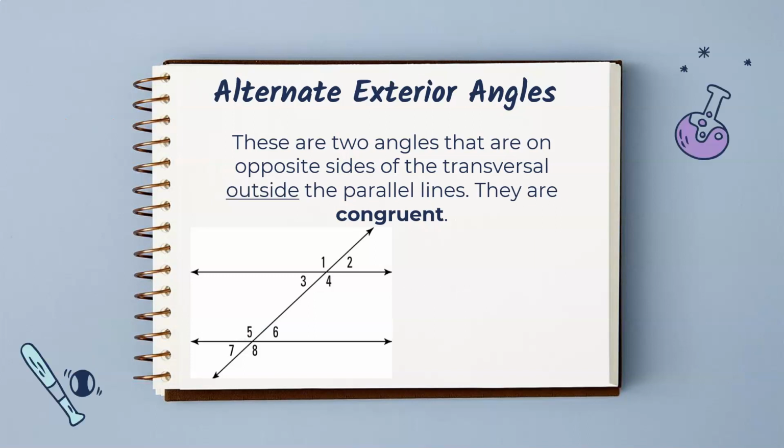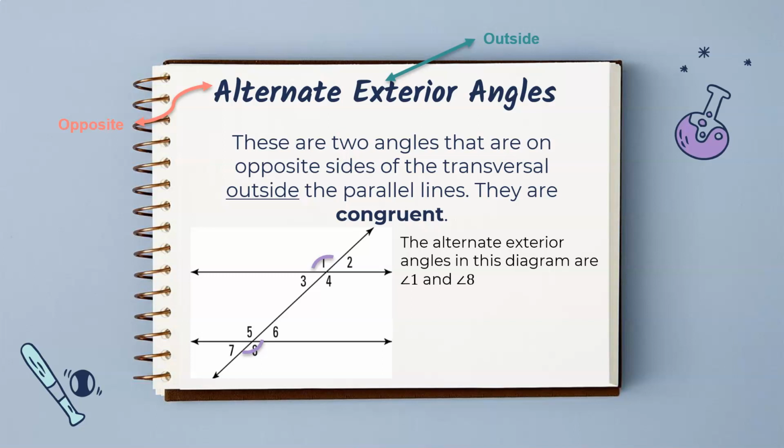The next one is alternate exterior angles. These ones are on opposite sides of the transversal, outside of the parallel lines. So just like before, alternate means opposite, exterior means this time outside. Okay, so here's an example. I have those two, they're on opposite sides of the transversal, outside of the parallel lines. So my first example here is 1 and 8, and my second one is 2 and 7.